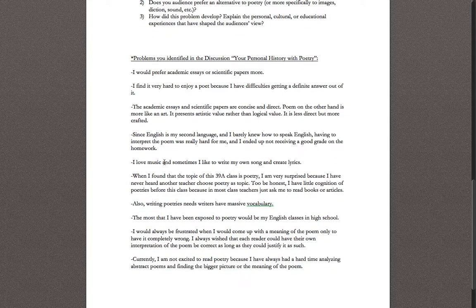So let's keep reading. Another student said, since English is my second language and I barely knew how to speak English, having to interpret the poem was really hard for me. And I ended up not receiving a good grade on the homework. So this covers a potentially very different target audience, where if we took these as a jump start to develop a problem about poetry in general, not yet its skills, but poetry in general, well, there's this audience who prefers scientific papers. They prefer logical, definite, direct answers. So that makes up one kind of audience with a shared characteristic, and you can build a problem around them. This is a different audience. It wouldn't be the same one. It would be probably a different one.